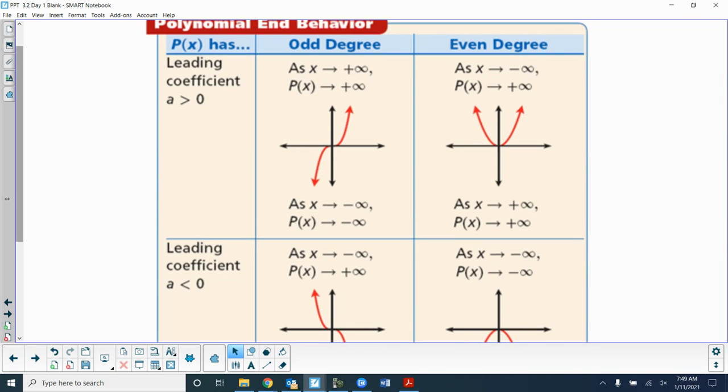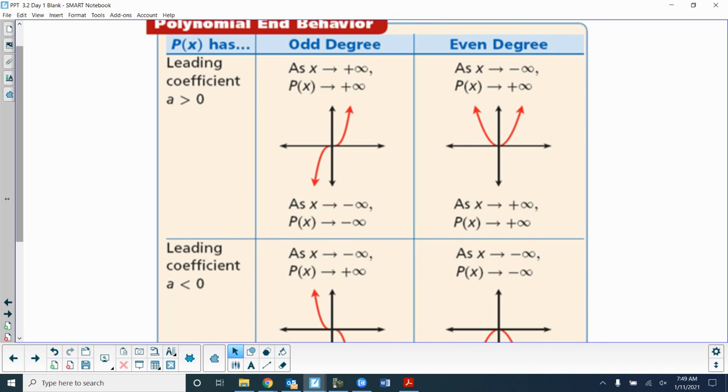Okay, if your leading coefficient is positive, just like the parabolas, if it had a positive a value, it opened up, right? So the far left would go up and the far right would go up. If the leading coefficient, the a value, was negative, it opened down, remember? Okay, well, the same idea.